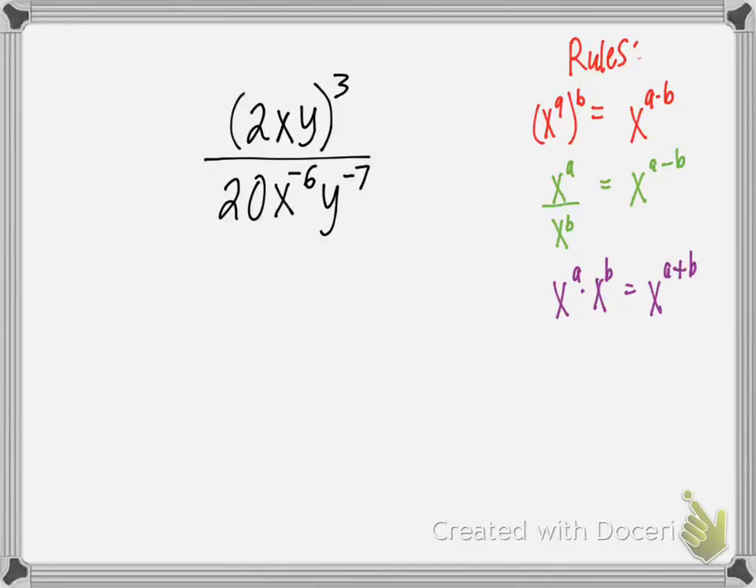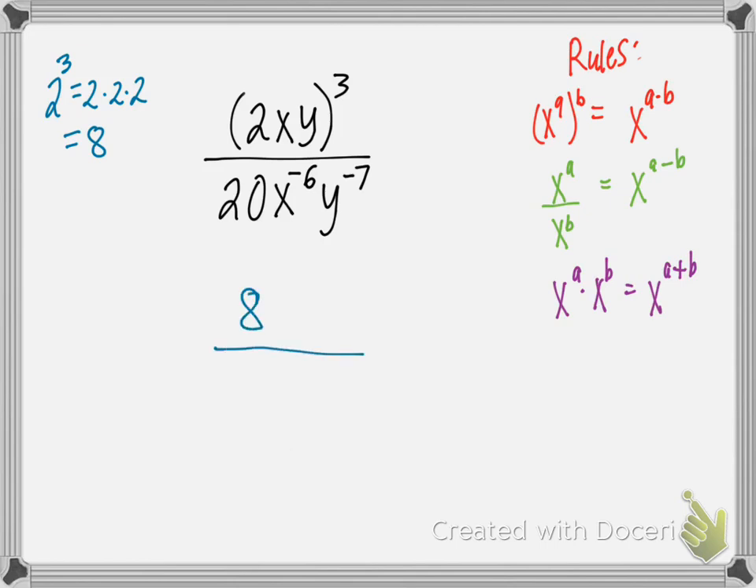We're going to be simplifying this rational expression. And the first thing I'm going to do is take care of this numerator. So I have 2xy to the third power. So that means you're raising 2 to the third, the x to the first to the third, and then the y to the first to the third power. So 2 to the third is 2 times 2 times 2, which is 8. So my numerator will be 8.